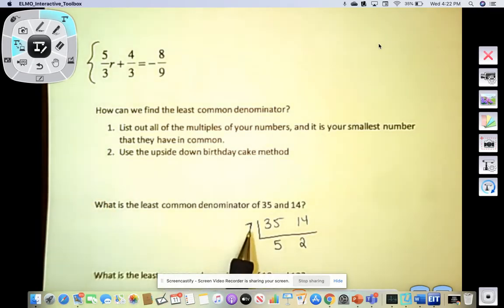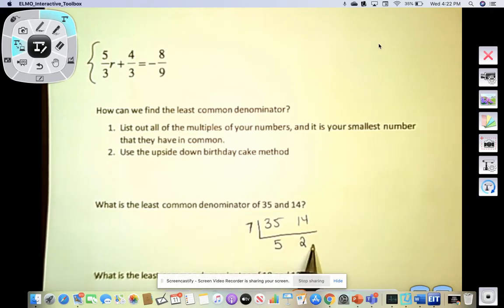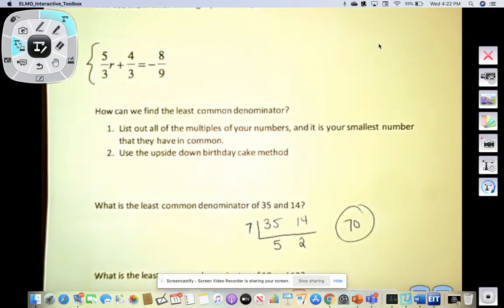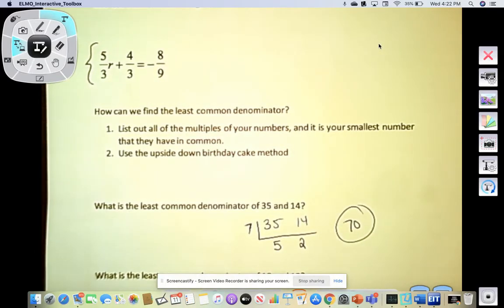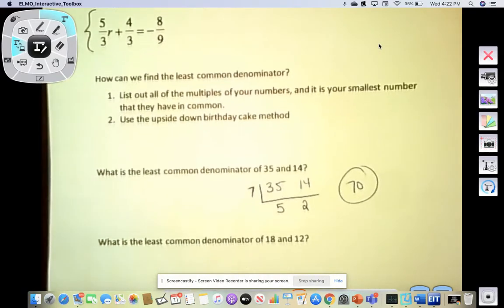Now, I'm going to multiply these numbers in an L because least common denominator is an L. So this makes an L, and this is what I multiply: 7 times 5 times 2. And that is 70. So my least common denominator for 35 and 14 is 70. And I could do the same thing with the next one.